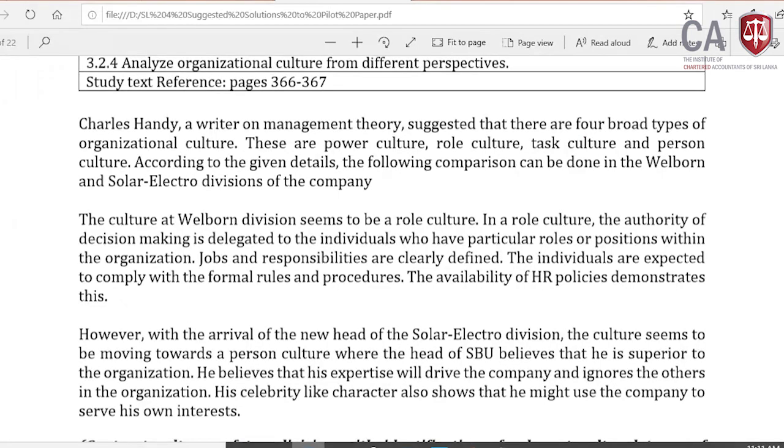However, with the arrival of the new head of the Solar Electro division, the culture seemed to be moving toward a person culture where the head of SBU believes that he is superior to the organization. He believes that his expertise will drive the company and ignores the others in the organization. His celebrity-like character also shows that he might use the company to serve his own interest.